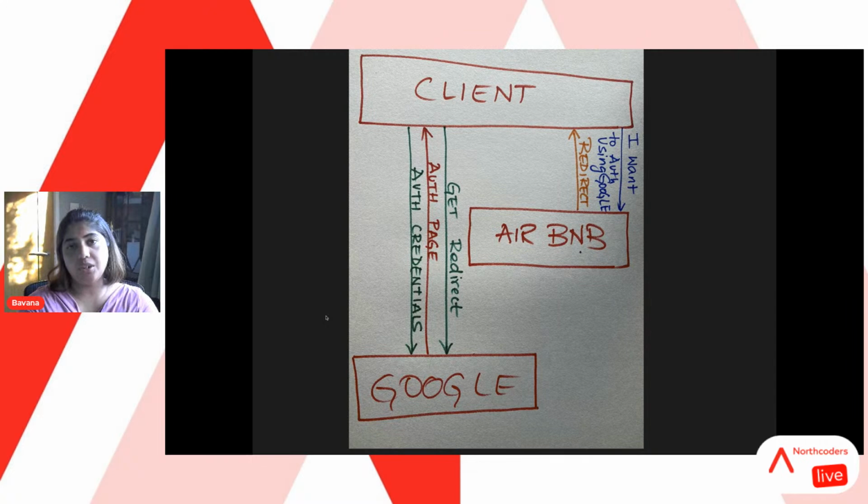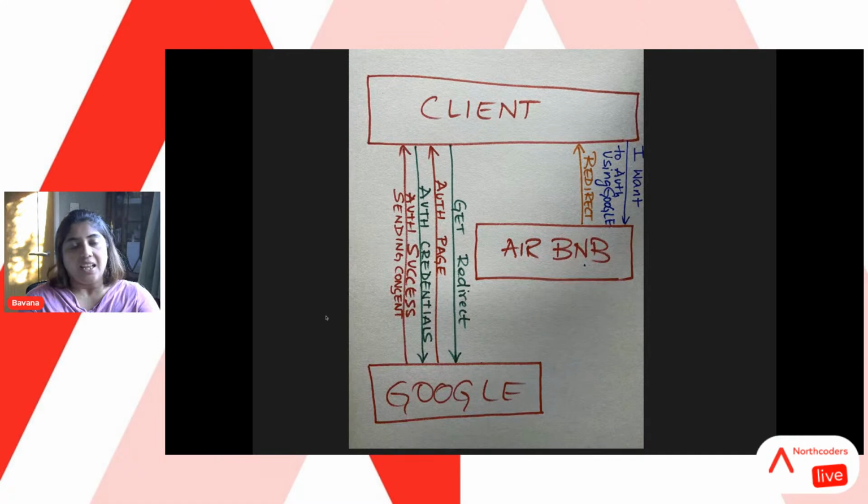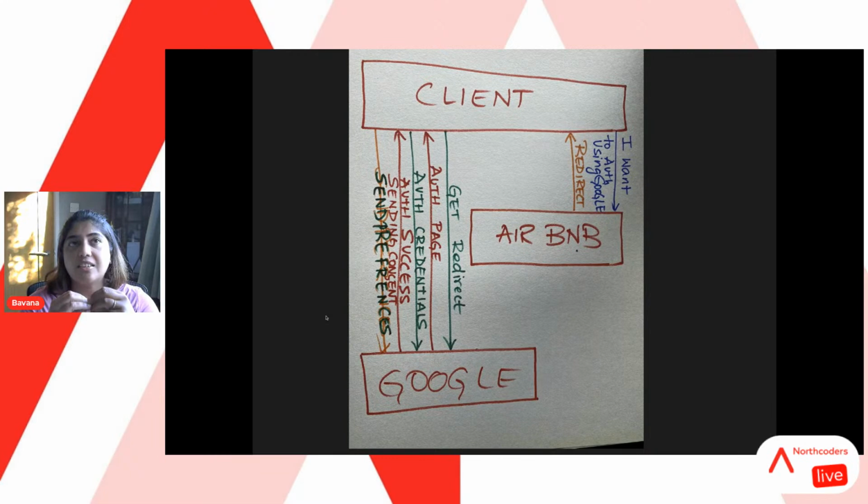At this point, the client says yes, and they enter the credentials, the username and the password, to say, yes, this is me. At that point, Google sends back a message saying the authentication was successful, and it sends the consent required. This consent is very granular, almost like you can consent to pretty much everything. This is where you click on, do you want Google to share all the contacts, or do you want Google to let Airbnb only take a look at these contacts? You can, as a client, specify how much authority you want to give Airbnb.